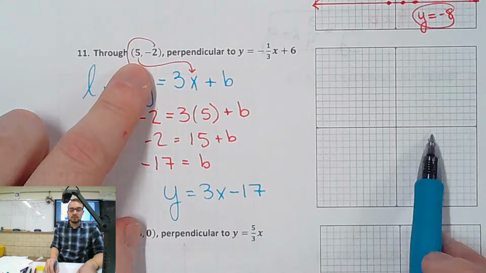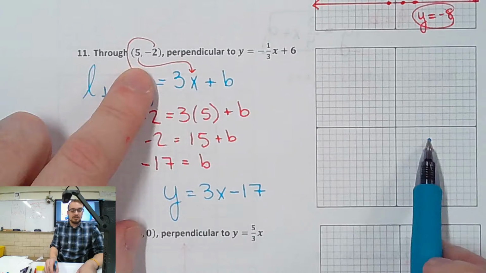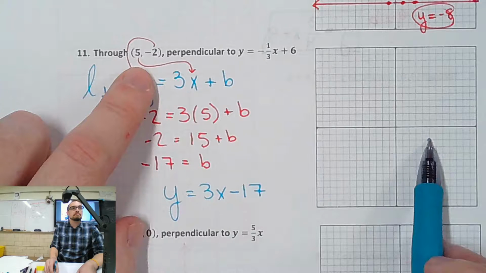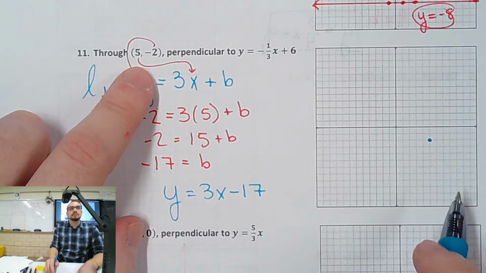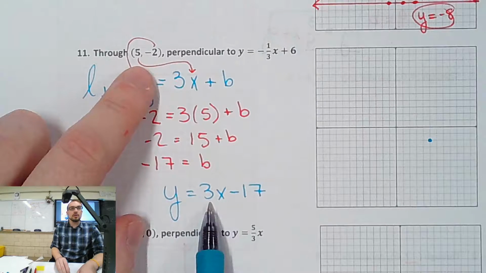We've got one of the points. How are we going to get another point? We need another point to graph this thing, right? That's one point that's on our line. How do we find another point? We have slope, don't we? What's our slope?